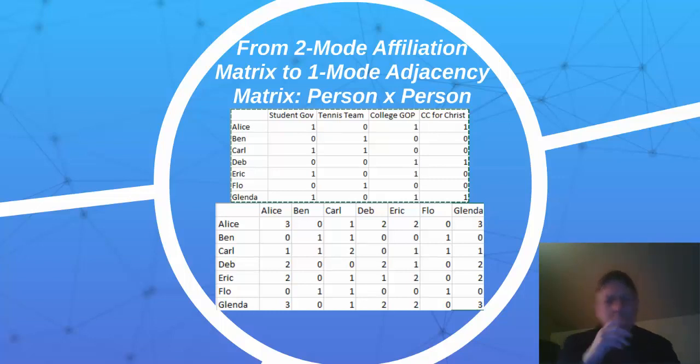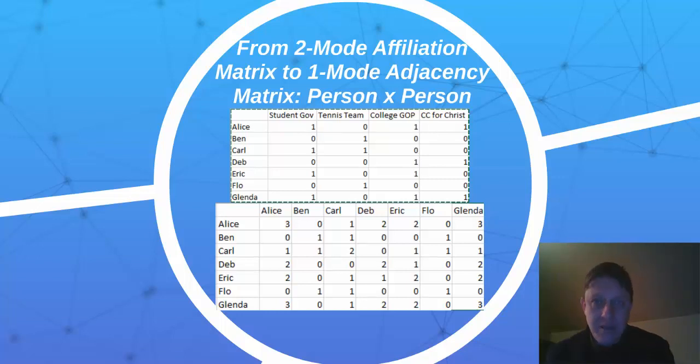Okay, so what does that mean? It means that we understand the diagonal. It tells us something useful. It tells us who is a member of more organizations. But now let's go off the diagonal from Alice to Ben. How many groups, how many affiliations do Alice and Ben share?